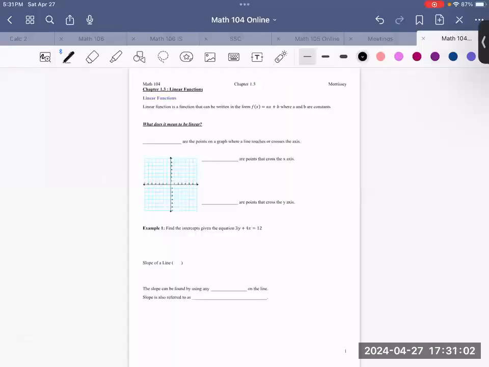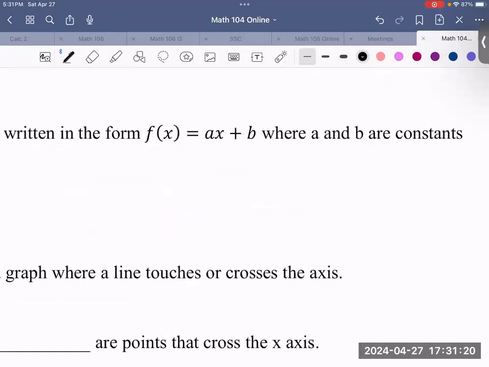Welcome to Math 104, Chapter 1.3, where we talk about linear functions. So now that we know what a function is, we're going to put on the spin with where we're talking about lines. A linear function is a function that can be written in the form f of x equals ax plus b, where a and b are constants.